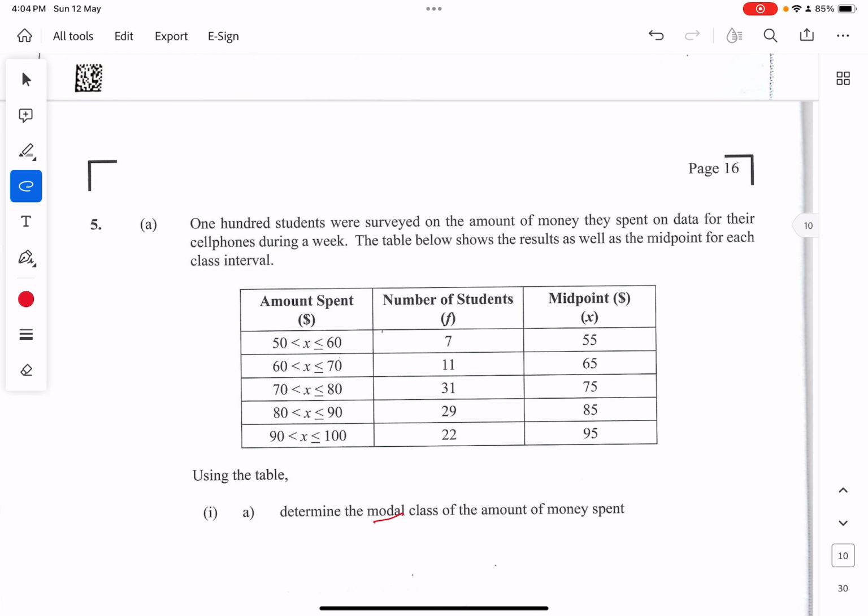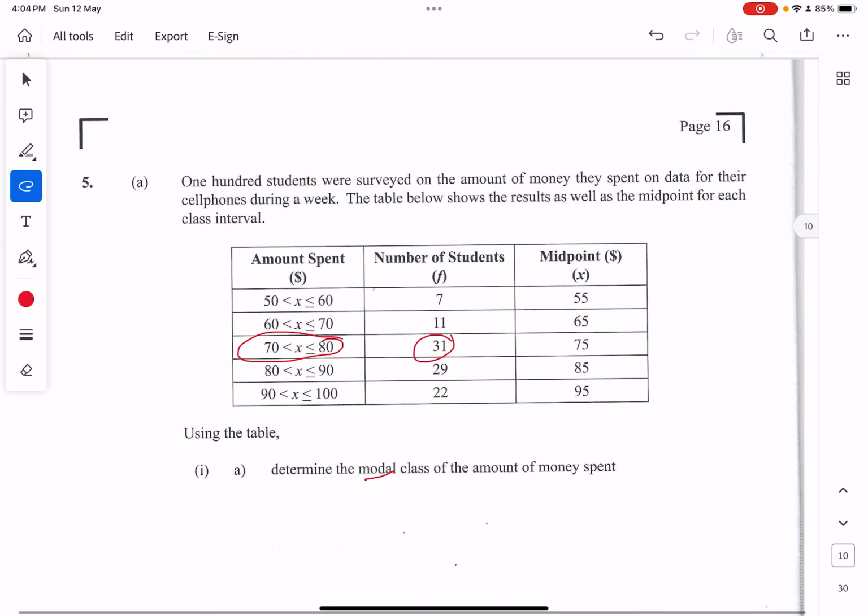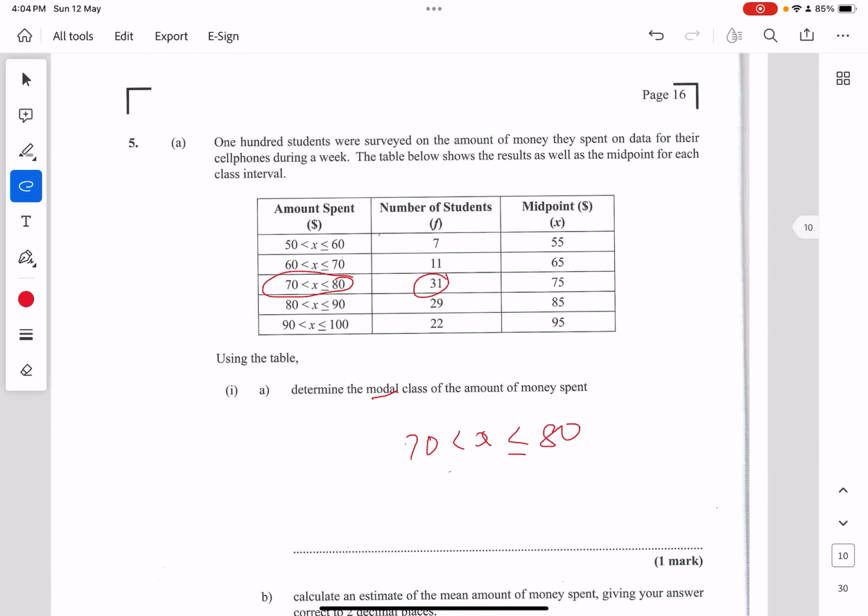So of course the modal class would be one that has the highest frequency. In this case, your highest frequency is 31. So therefore your modal class is this class, right? So it's going to be 70 less than x less than or equal to 80. It's going to be your modal class.